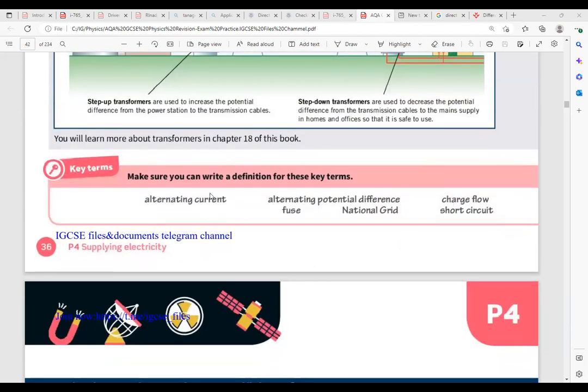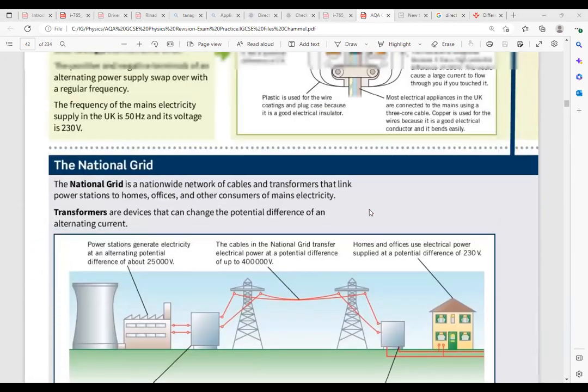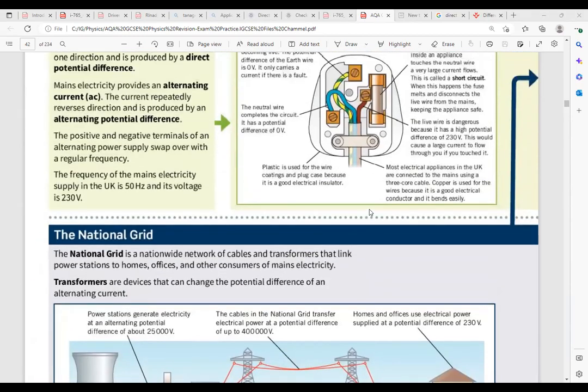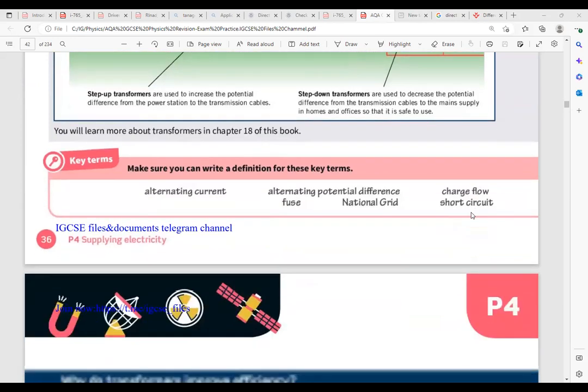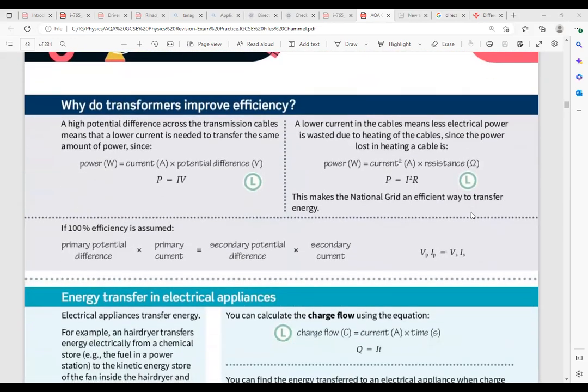Okay, so far we learned alternating current, alternating potential difference, charge flow, fuse, national grid, and the short circuit. If the live wire touches the neutral wire, a very large current flows, and this is called short circuit. Okay. What is next?